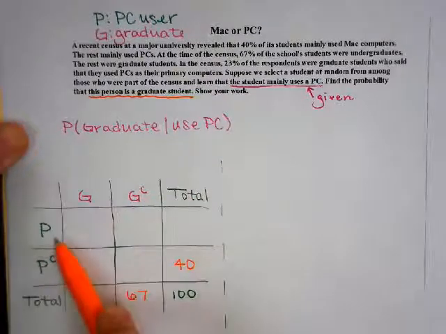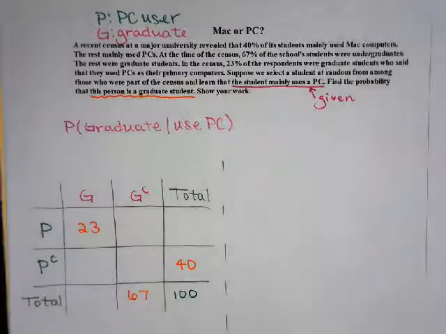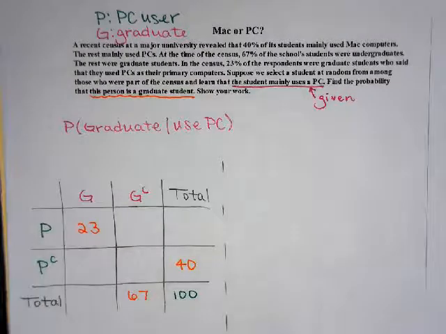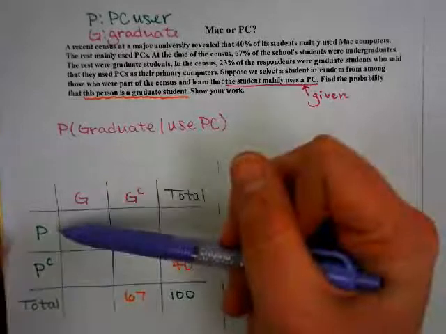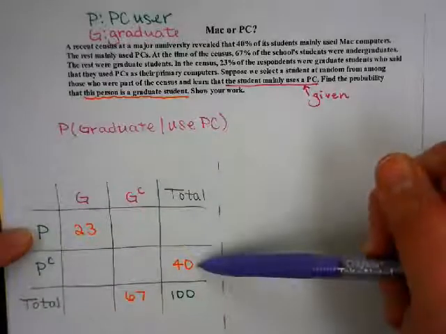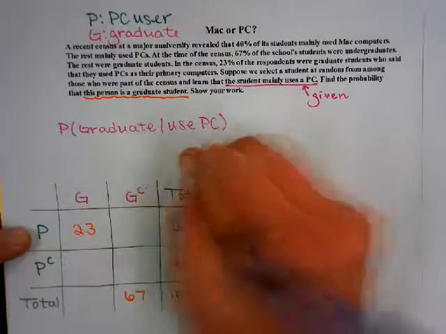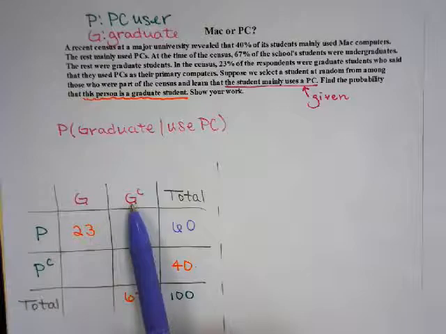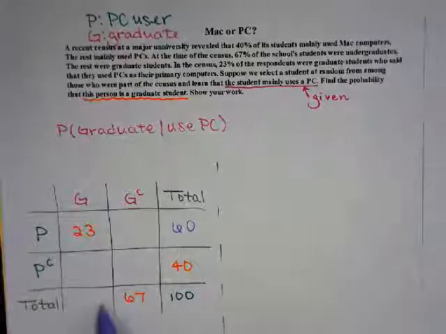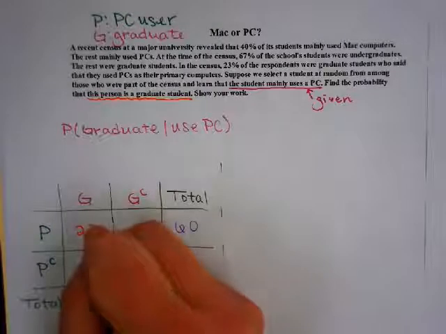Then we're going to fill in our missing pieces. So PC user percent were not a PC, so that means 60% use PCs. 67% undergraduate, which means that what? 33% would be graduates. 23 plus 10 would give us 33. 10 plus 30 would give us 40.